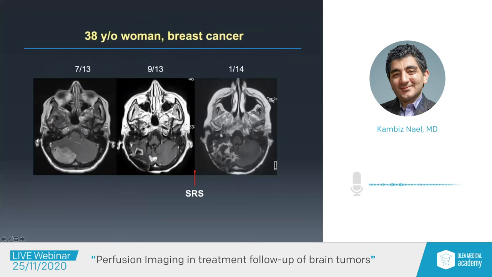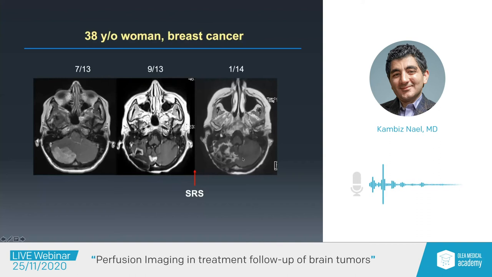So this was a 38-year-old woman who had breast cancer. This was resected in the cerebellum, in the posterior fossa. You can see that it was resected. Some nodular component remained after surgery that was treated with radiation. So radiation treatment was applied, and post-radiation, this is the follow-up imaging. And a few months later, you can see that there is heterogeneous nodular enhancement along the resection cavity, obviously concerning for recurrence, but also could potentially be pseudoprogression.